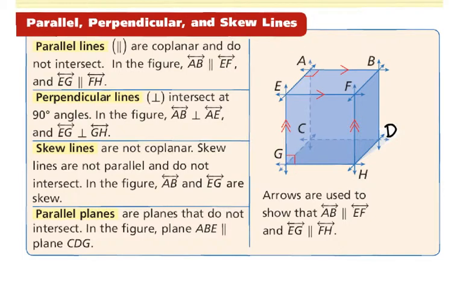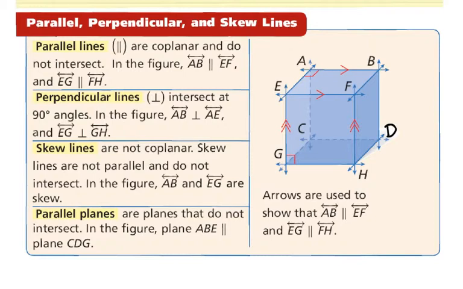Now, skew lines, this is the reason why our parallel lines definition changed just slightly to that they are coplanar and do not intersect. We didn't have this piece of our definition before. But in this lesson right here, we're learning about skew lines, and also these lines will never intersect. But another thing about skew lines is that they are not coplanar. So skew lines are not coplanar, and skew lines are not parallel, and they do not intersect. Well, if they're not parallel, they're never going to intersect. So that's kind of redundant there.